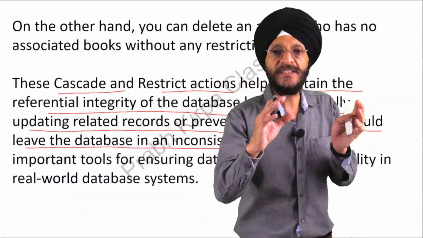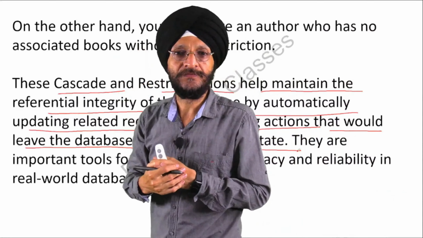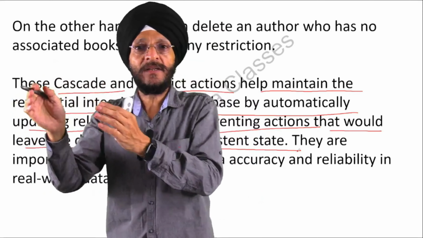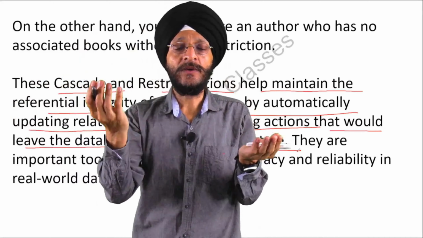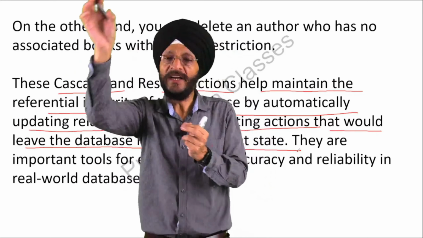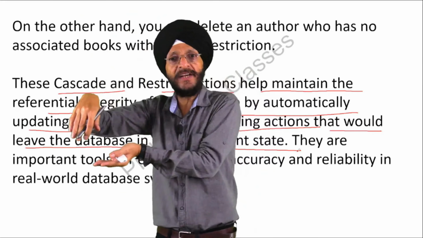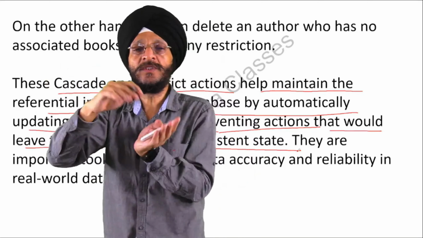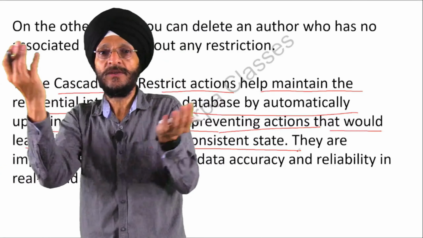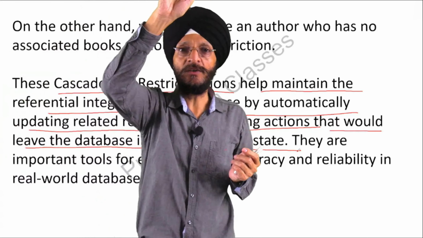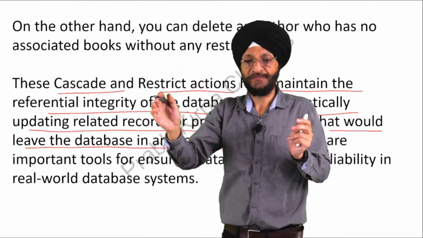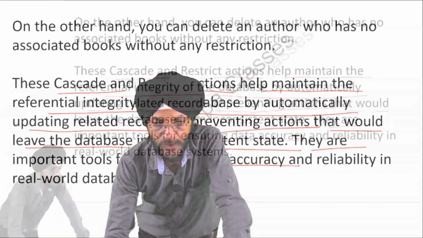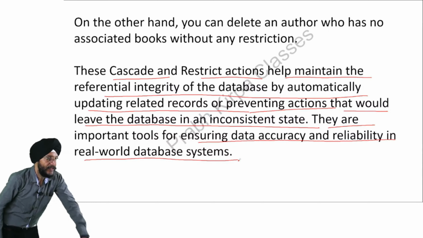It means that if the system allows you to delete the name of the author, then what will happen? Author ID will appear in the books table, but the system will not show who is the author, because the author ID has been deleted, but its related books are still existing in the books table. And when you try to find out from the system itself who is the author of the particular book whose author ID is appearing, there will be no author available in the record of the database. So it will result in some form of inconsistent state. They are important tools for ensuring data accuracy and reliability in real world database systems.